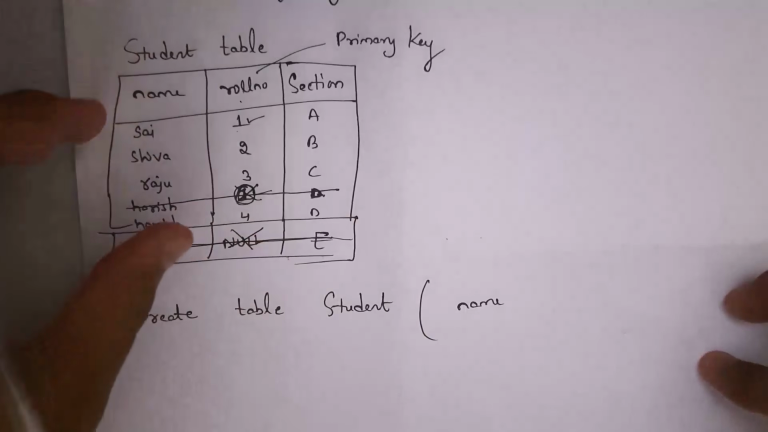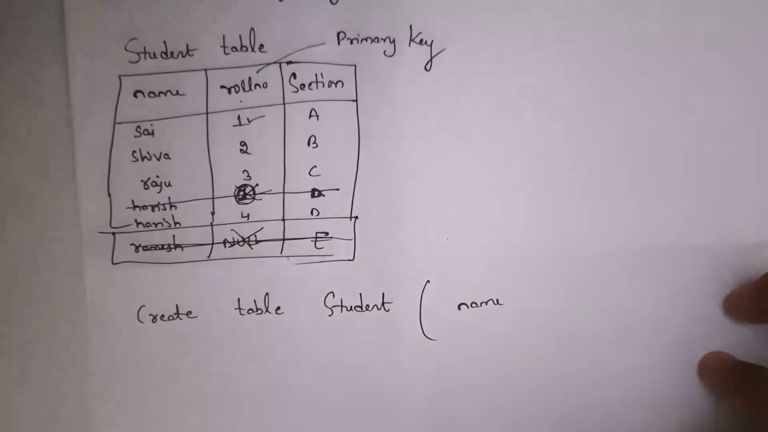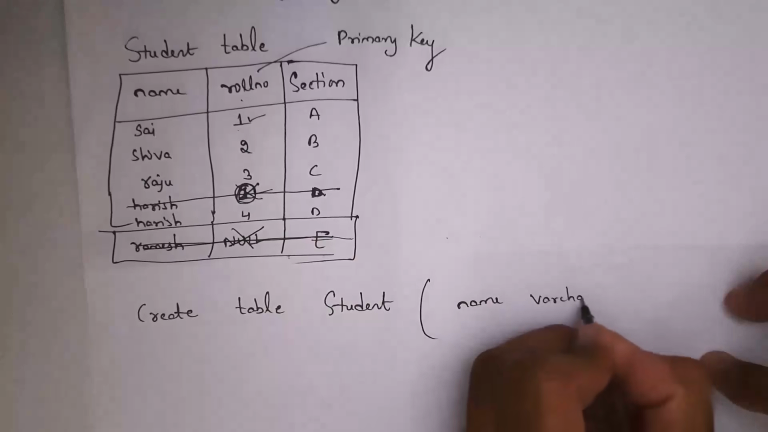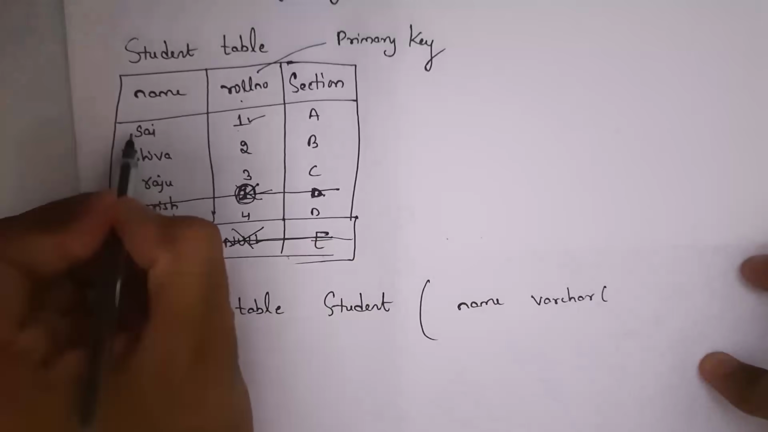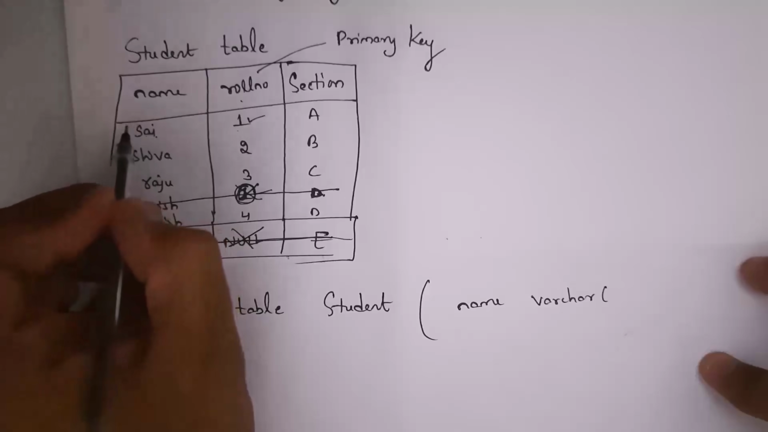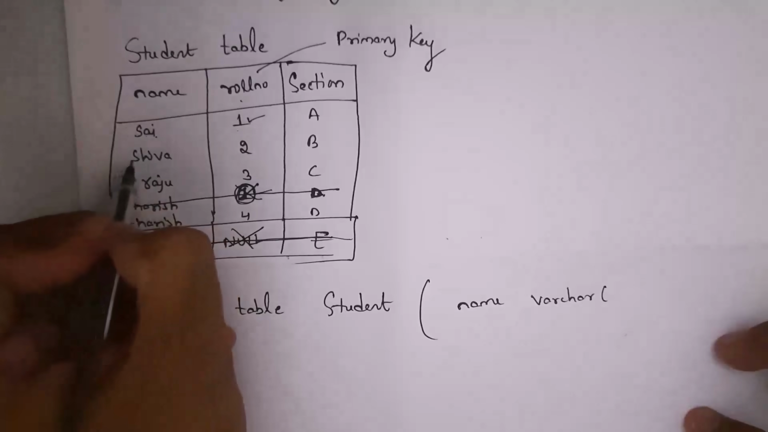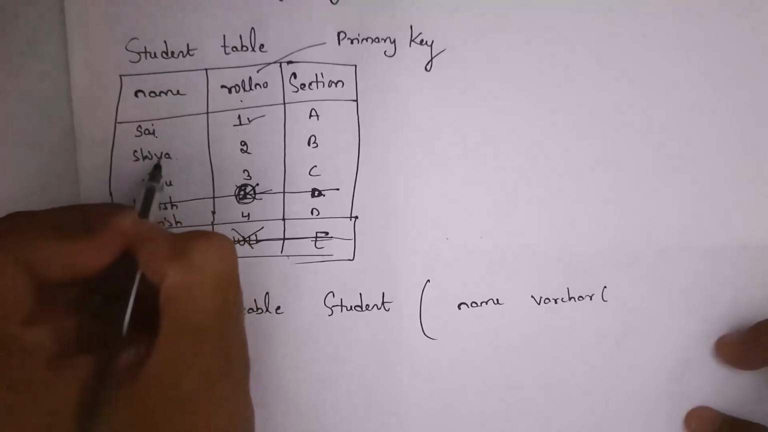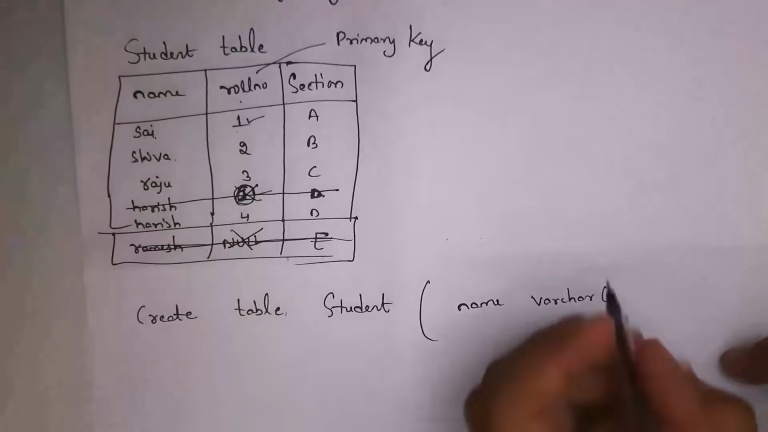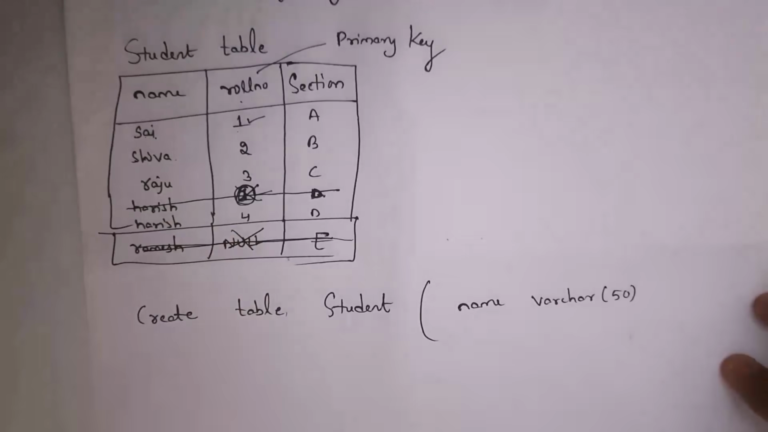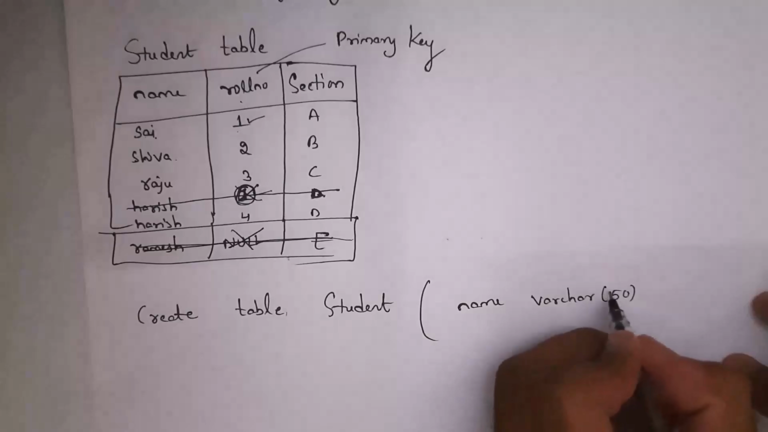So all are characters, so I need to use the varchar data type. Write here varchar and give your size. For example, for Sai 1, 2, 3, total there are 3 characters. For Shiva 1, 2, 3, 4, 5, total 5 characters. Here I want to give a limit, that is 50. I write here varchar, and inside brackets I write 50.